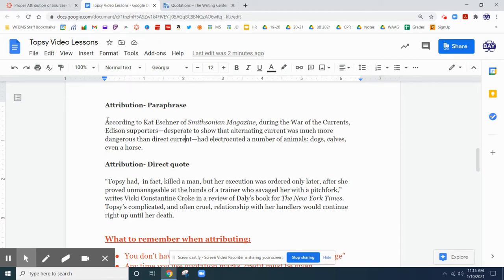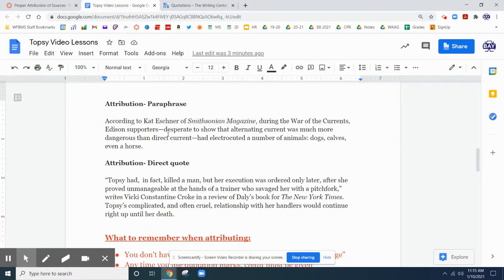So what I did here is I used this sentence stem, according to, which is the most popular one to use when paraphrasing. According to Kat Eschner, the name of the author of the publication Smithsonian Magazine, comma, and then I restated the info from that article that I got and put on my source slideshow. I restated it in my own words. You can also do the according to at the end as well. It can go at the beginning or the end, as long as that attribution phrase, that sentence stem is included somewhere when you are attributing using the strategy of paraphrasing.